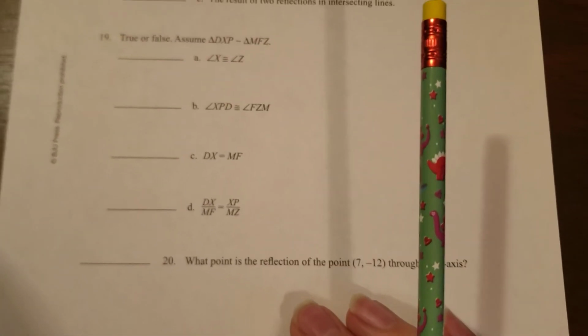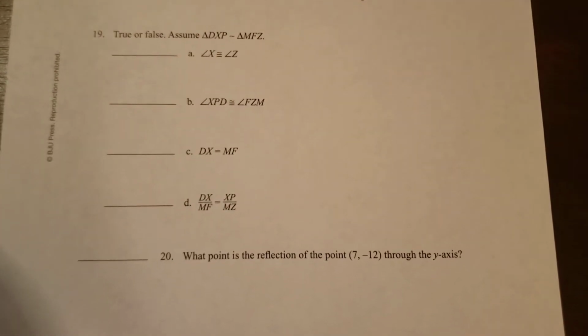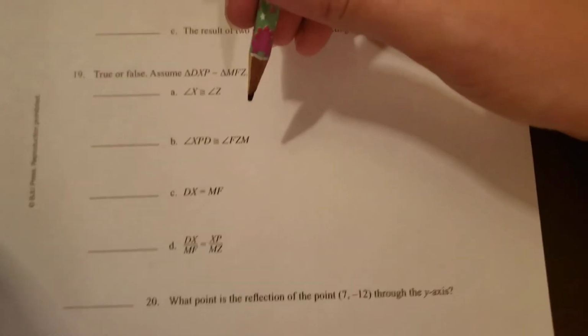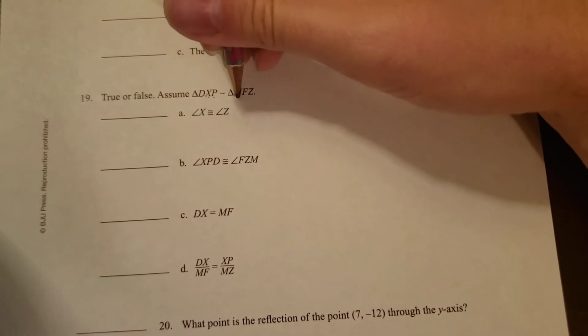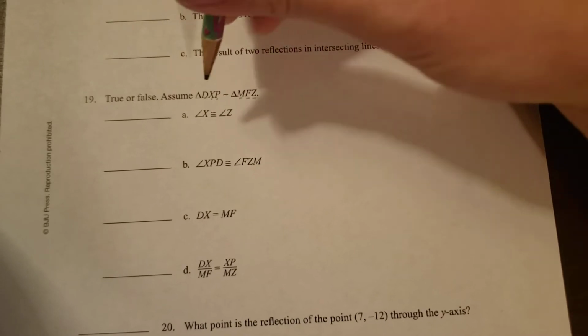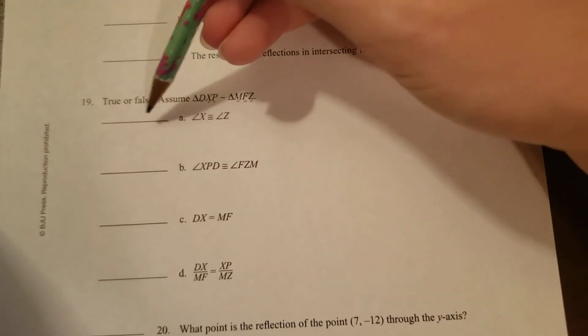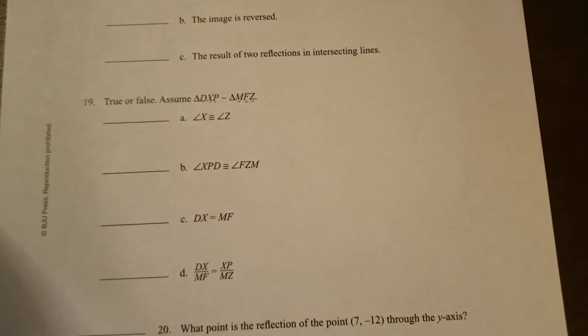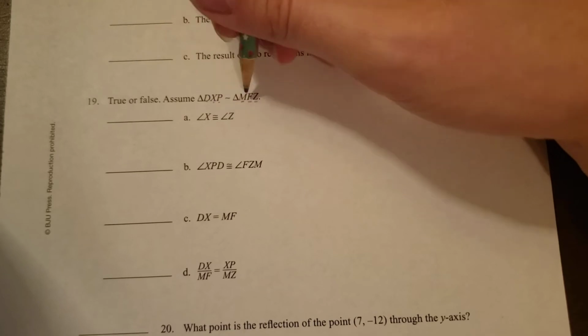Okay, for number 19. Now, I know this has 4 parts. Yes, please answer all 4. And again, our angles need to line up with its corresponding one. So just tell me true or false. Again, it's got to be corresponding. It's got to line up.